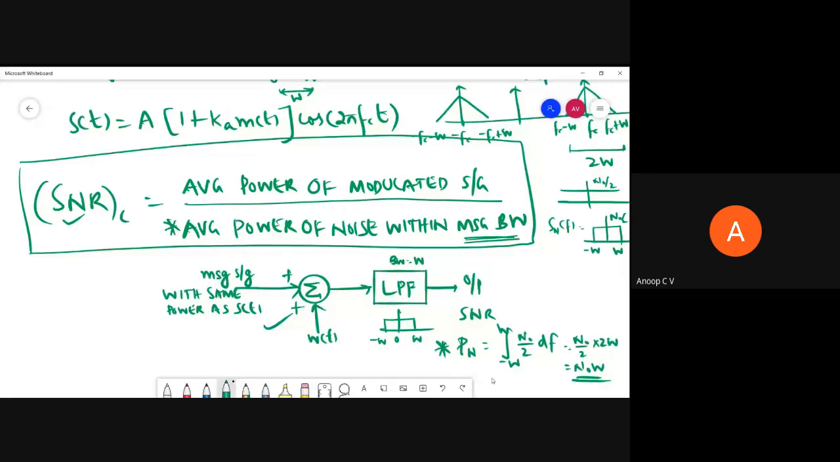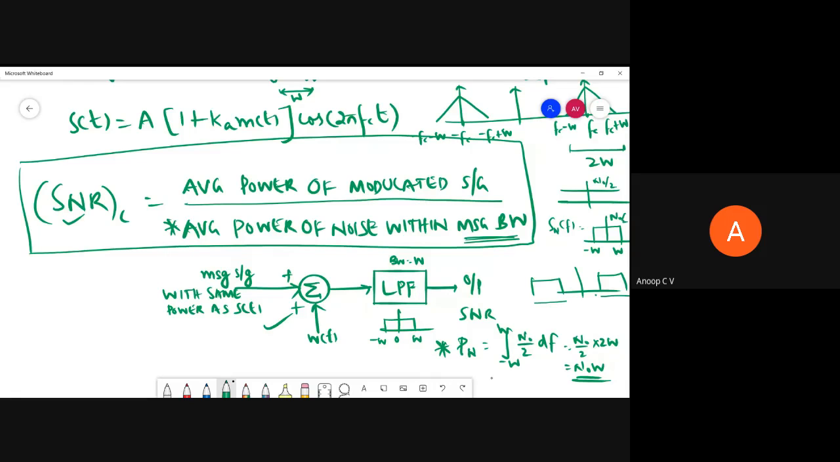But while evaluating the noise power at the output, we will be considering a band pass filter. At that time, we'll have a total band of, there is a 2W here and a 2W here.